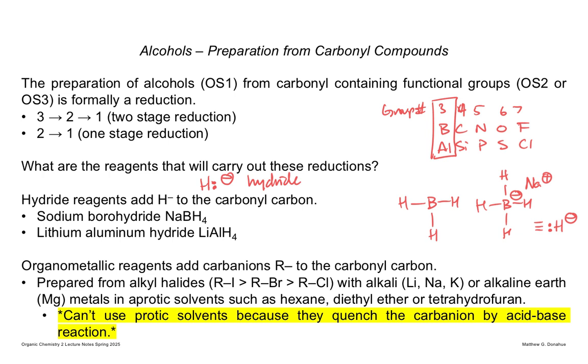Reagents that add carbon are called carbanions. That's what we'll focus on Wednesday. I'm not going to talk too much today about these, but they're called organometallic. You have something organic, it's negatively charged, and then it has a metal cation, so organometallic. Those things will add carbon nucleophiles to carbonyls. But today we're just looking at H-.